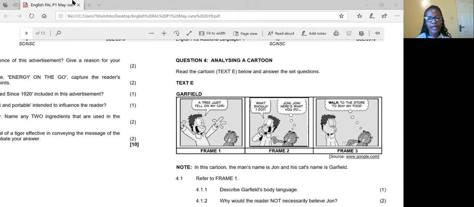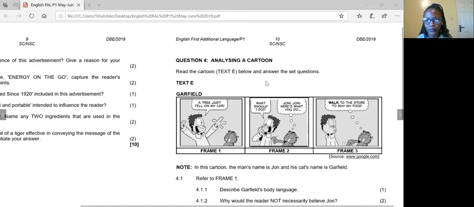I'm back again. On today's lesson, quickly, I'm going to go through visual literacy, focusing on cartoons, because I believe the last segment that I did on visual literacy was based only on advertisements. Right now, we are going to do a cartoon.